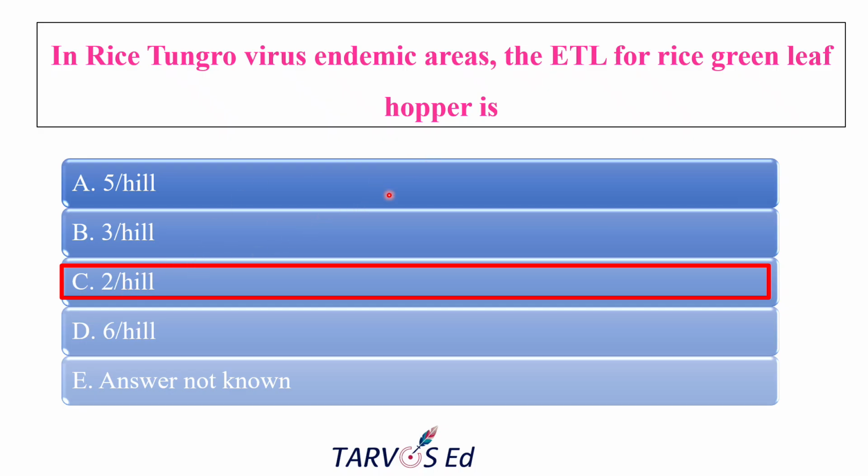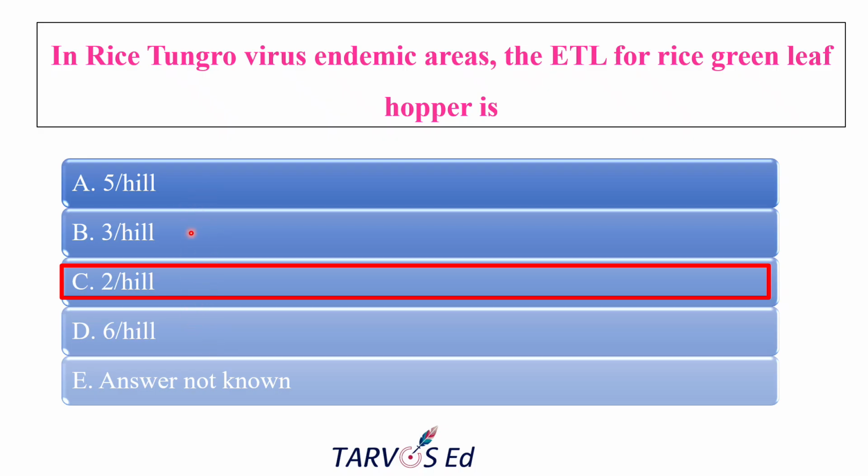So the goal is to kill the vector before it spreads the rice Tungro virus. This applies to the vegetative stage, up to 45 days after transplanting, when the rice is more susceptible to Tungro. The other options are not suitable for this question. Either they are too high or too low. In most cases, they are high.